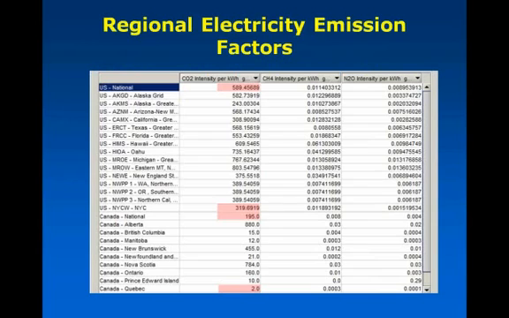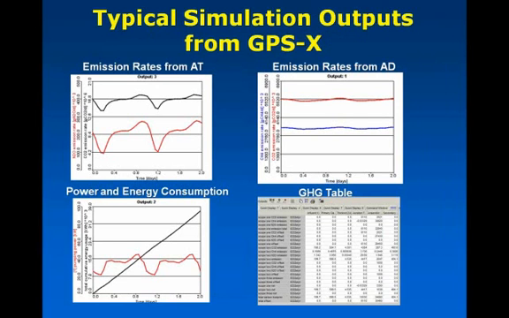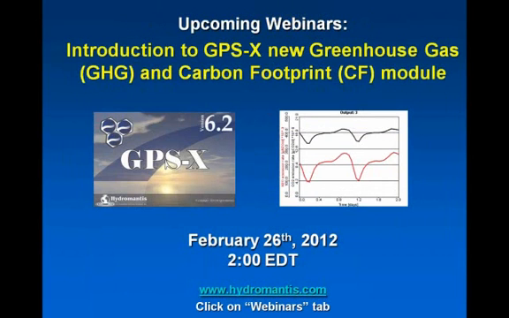So for example, in the scope 2 emission, where I want to know exactly what are the emissions associated with the energy usage, we now have databases of information for different types of energy generation, for example, and those are all available now within GPSX. You can then plot out things such as the gas emission rates and the energy consumption, and then get an entire table of scope 1, 2, and 3 emissions.